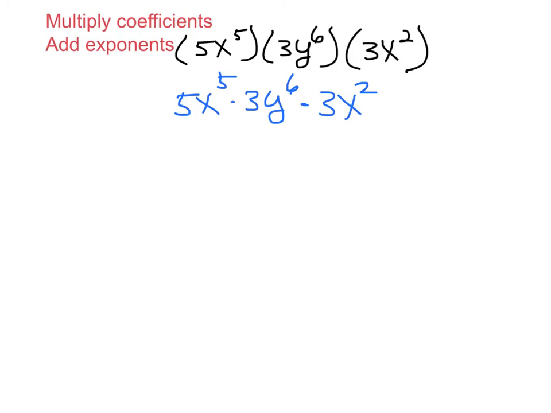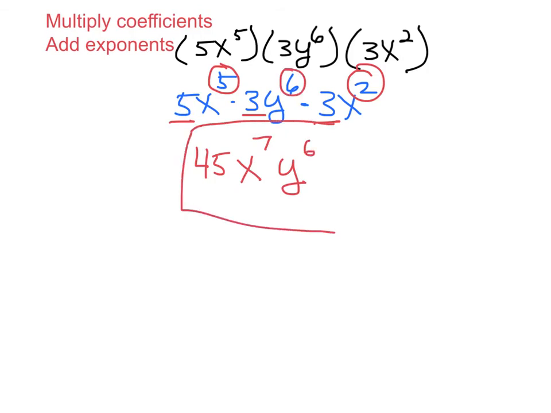Okay, so our first step then is just to multiply the coefficients of 5 times 3 times 3. Those are the large numbers, the coefficients. So multiplying those together, we'll get 5 times 3 is 15, and 15 times 3 is 45. So by multiplying these together, coefficients is 45. And then adding the exponents, the total x is going to be 5 plus 2, so that's 7. And then we have y to the 6th. So the final answer is 45x to the 7th, y to the 6th.